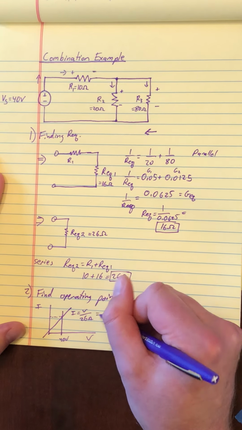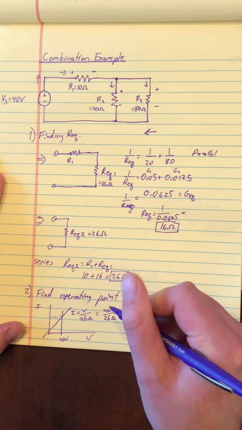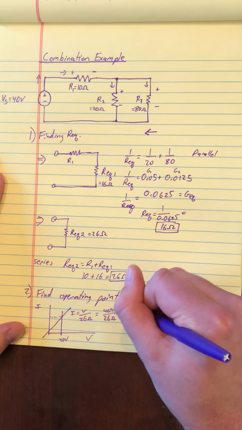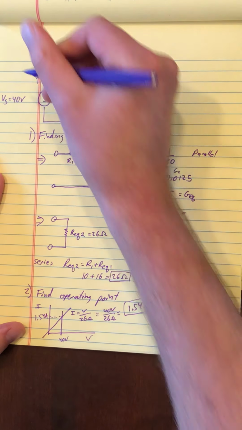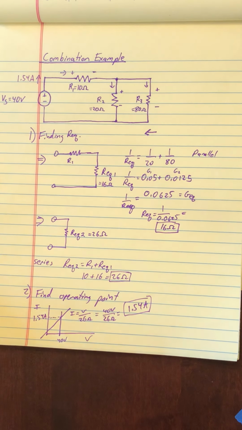So I just plug in, so I is 40 volts over 26 ohms, and that gives me a current of 1.54 amps. And so this is 1.54 amps. And so I've determined my current through the source.